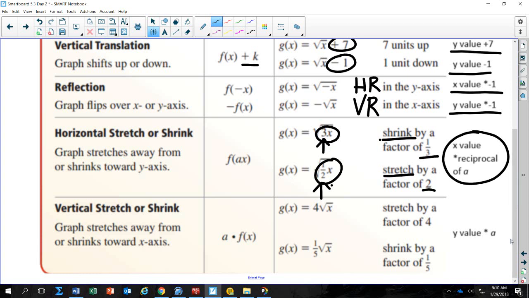Vertical stretch or shrink, that has to do with this number out front. You just take the y value and you multiply it by whatever that number is out front. If the number is bigger than 1, it's a stretch. If the number is between 0 and 1, it's going to be a vertical shrink. So, bigger than 1, stretch. Less than 1, but greater than 0, shrink.